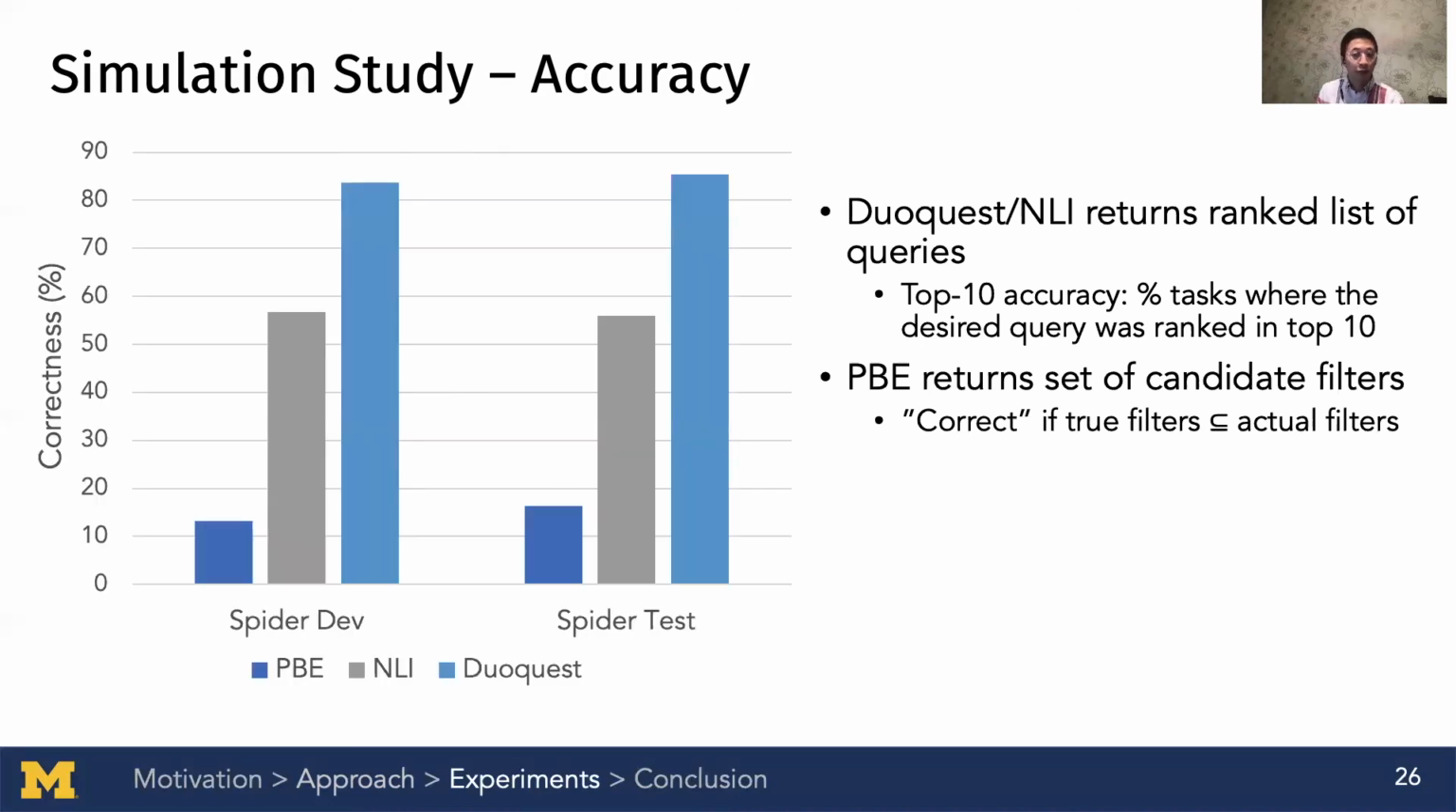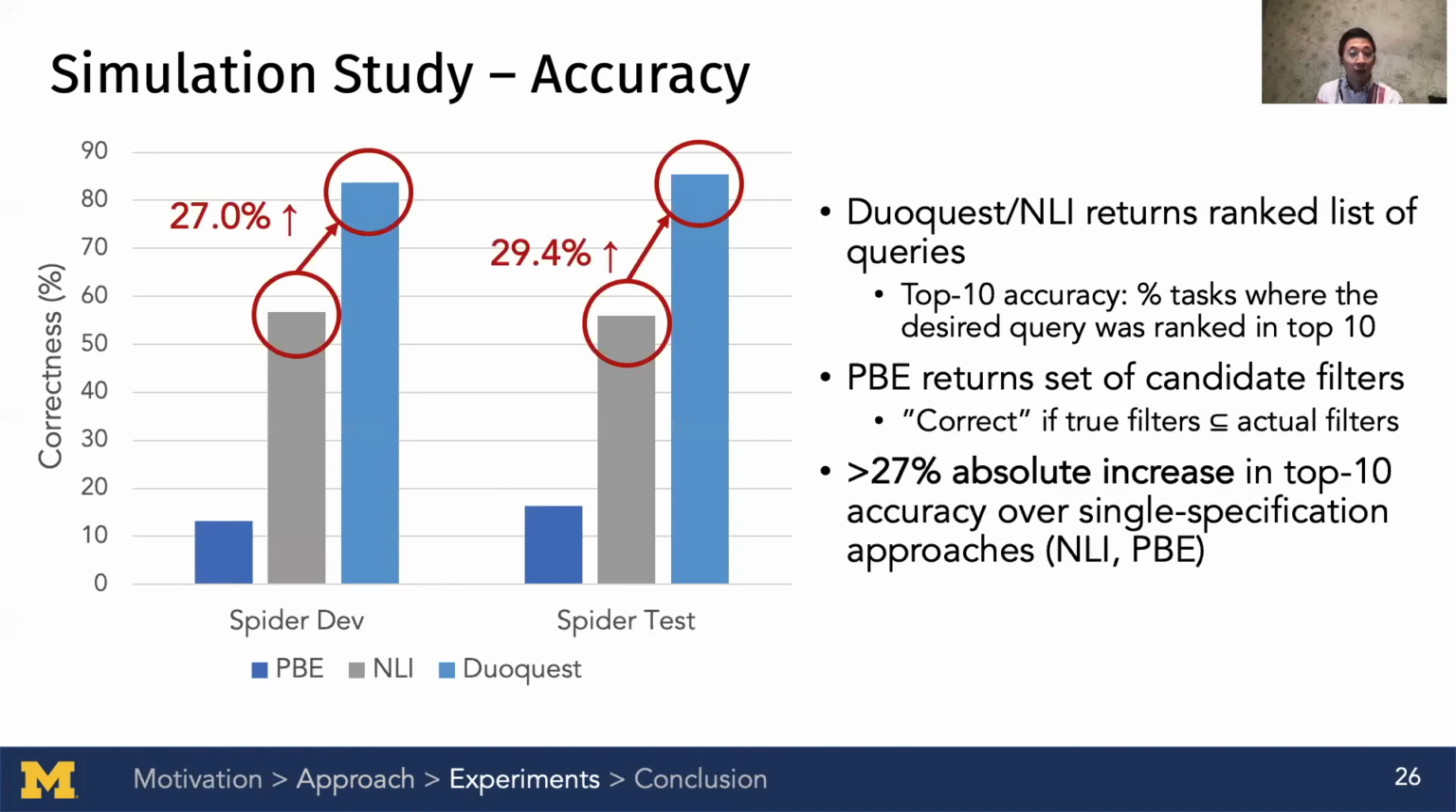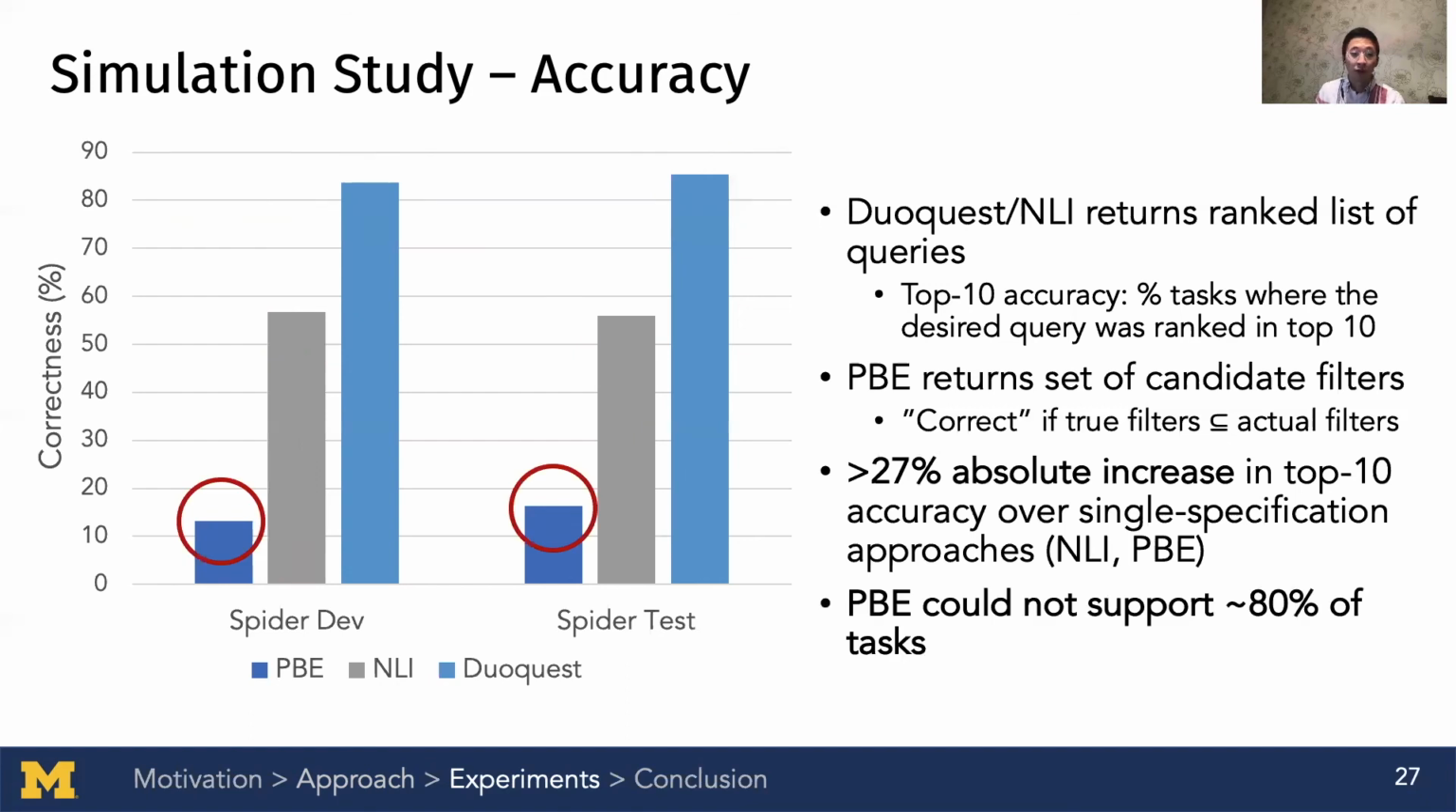In that context, these were the results. We observe a greater than 27% absolute increase in top 10 accuracy using the light blue bar over the gray bar, which is the NLI. We also observed that the PBE could not even support 80% of the tasks. And so the dark blue bar here is really low. Again, the reason is the limited set of expressivity that PBE is able to provide.